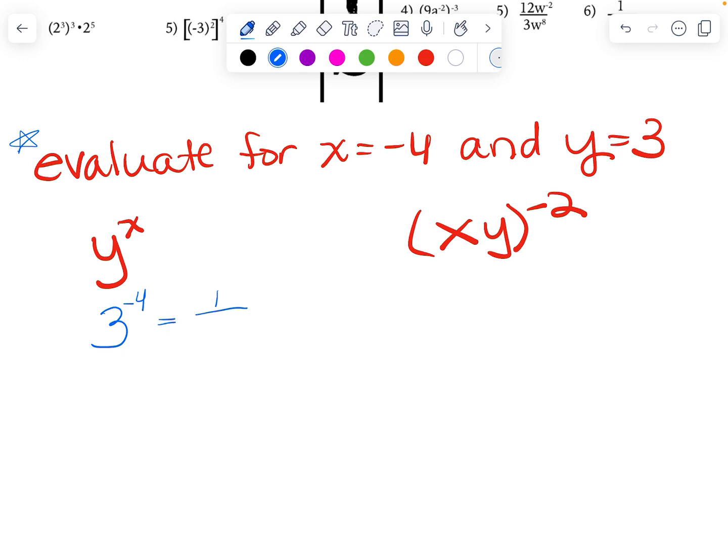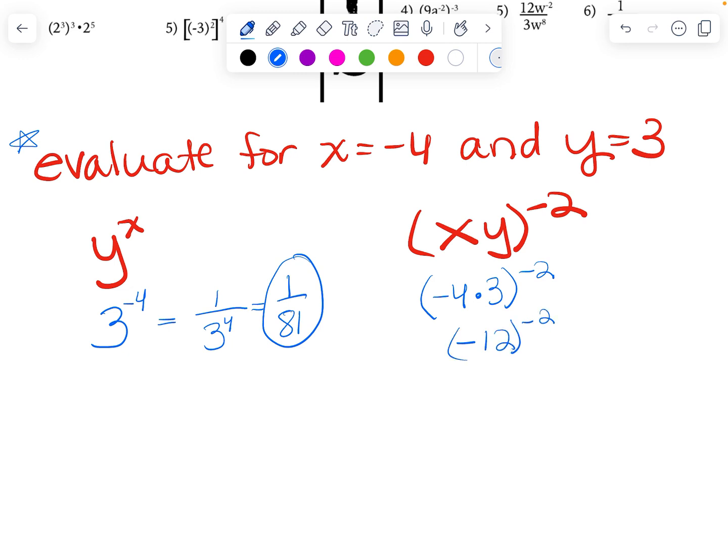This one says x times y, and that whole thing to the negative power. So negative 4 times 3, of course, is negative 12. And then we have negative 12 to the negative 2 power, which is like 1 over negative 12 squared. And since that whole thing actually is in parentheses, we should keep it there. That's going to be like 1 over negative 12 times negative 12, or 1 over 144.